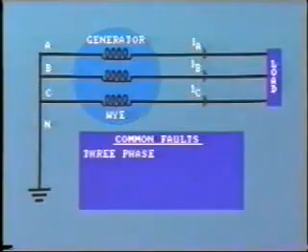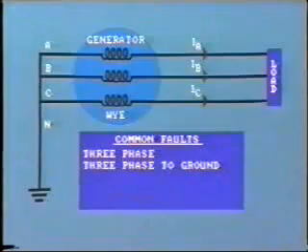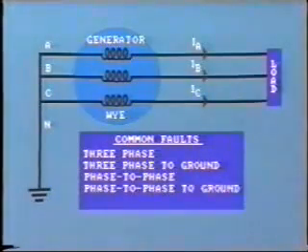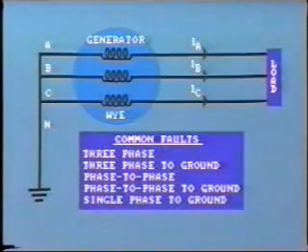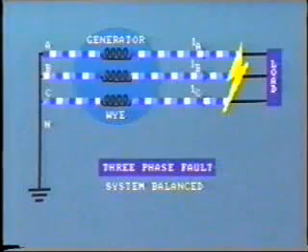Let's consider just what types of faults can occur. The most common are three-phase to ground, phase to phase to ground, single phase to ground. With the three-phase fault, all three phases, A, B, and C, will be effectively connected together at the fault location, and a very heavy current will flow through the conductors, but the system will still be balanced.